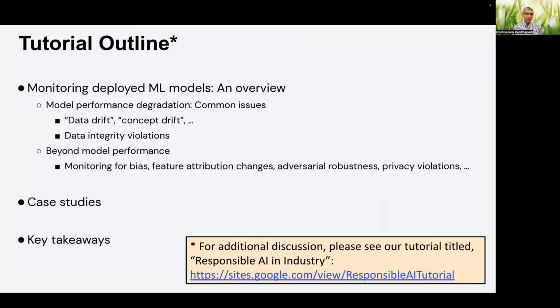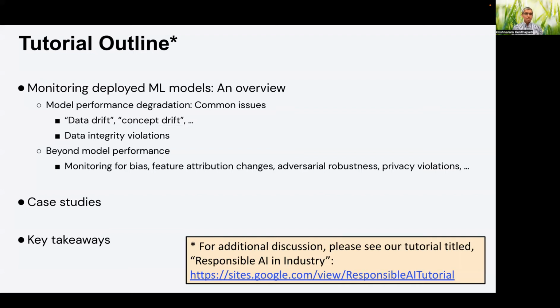These can include bias, feature attribution changes, adversarial robustness, privacy violations, and so on. Then in the second part, we will present a few case studies to illustrate how this is done in practice. And finally, we will conclude with a few key takeaways from this tutorial.